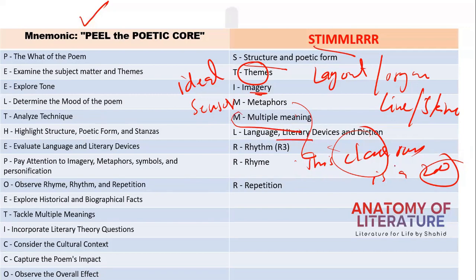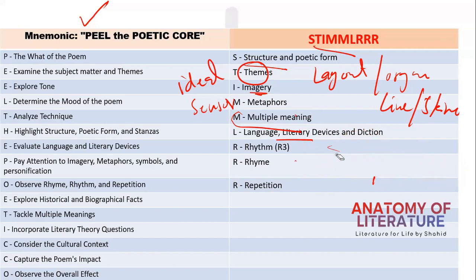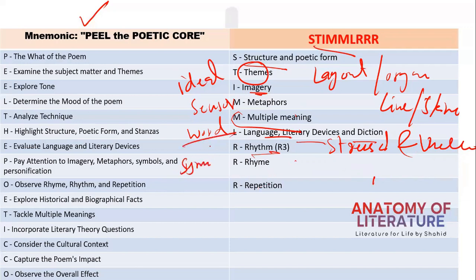Language, literary devices, and diction. So L stands for language, literary devices, and diction, whereas rhythm stands for the pattern of stressed and unstressed syllables in the poem. When we talk about language, literary devices, and diction, it's very important to know what kind of phrases and specific words the poet has chosen. It involves alliteration, the repetition of the same consonant sounds, personification, the attribution of human feelings to inanimate objects, and the use of symbols, and how different inanimate symbols can refer to far-reaching ideas.